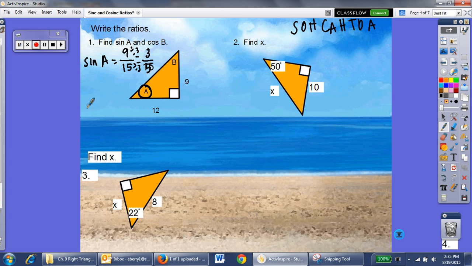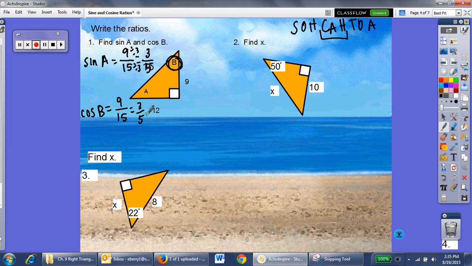Now cosine of B. So looking at the CA, this part right here, I need adjacent over hypotenuse. So now just focusing on angle B. So I'm focusing my attention right here. Adjacent is 9, and hypotenuse is 15. So notice that the sine of A and the cosine of B actually end up being the same ratios here.